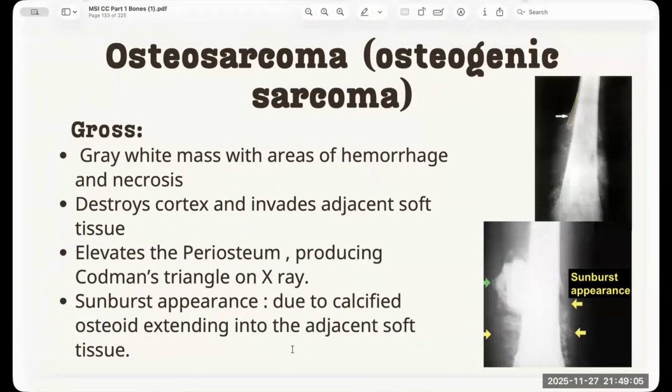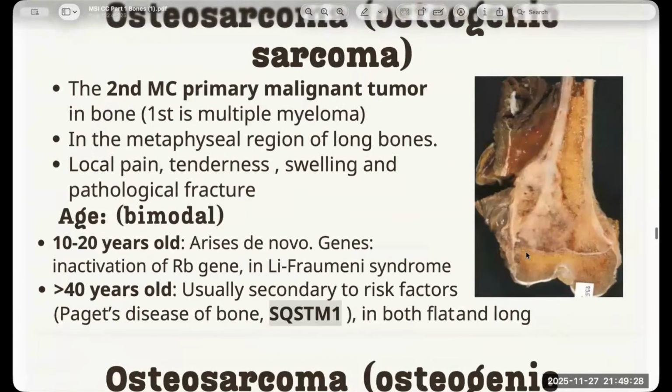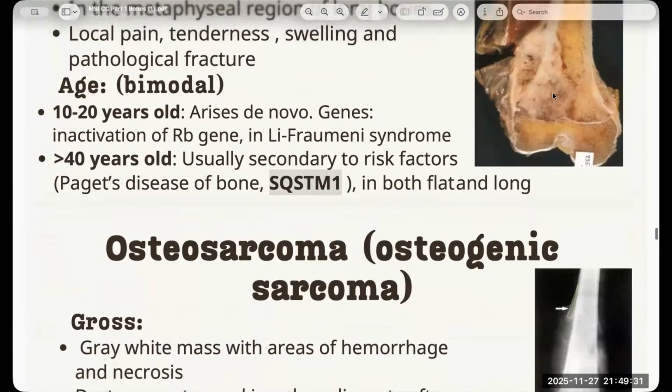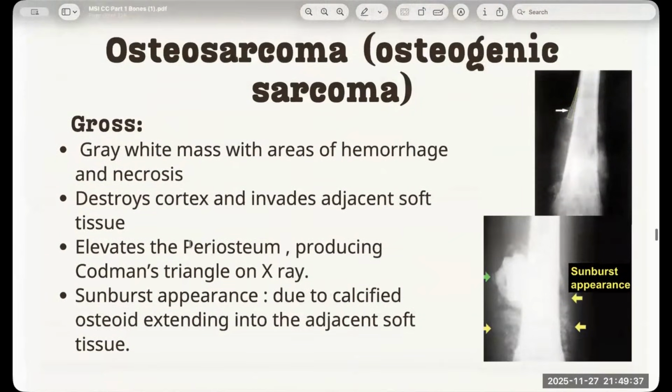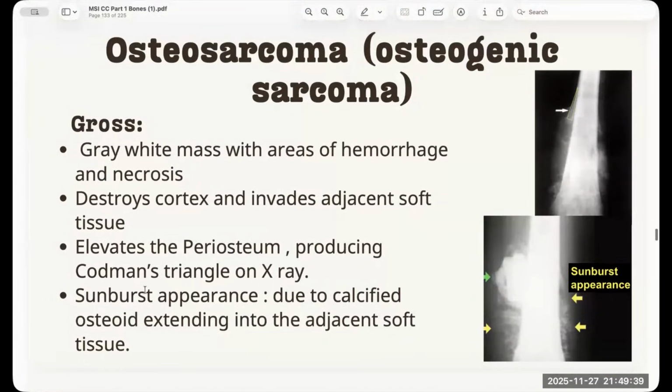Grossly, how it will look: it will have a white mass with areas of hemorrhage and necrosis. First. Second, the cortex will be destroyed, and this invades the adjacent soft tissue, also seen in this picture here. So the cortex is destroyed and the adjacent tissues are invaded. It will elevate the periosteum and produce Codman's triangle on X-ray. This is the Codman's triangle on X-ray portrayed here.